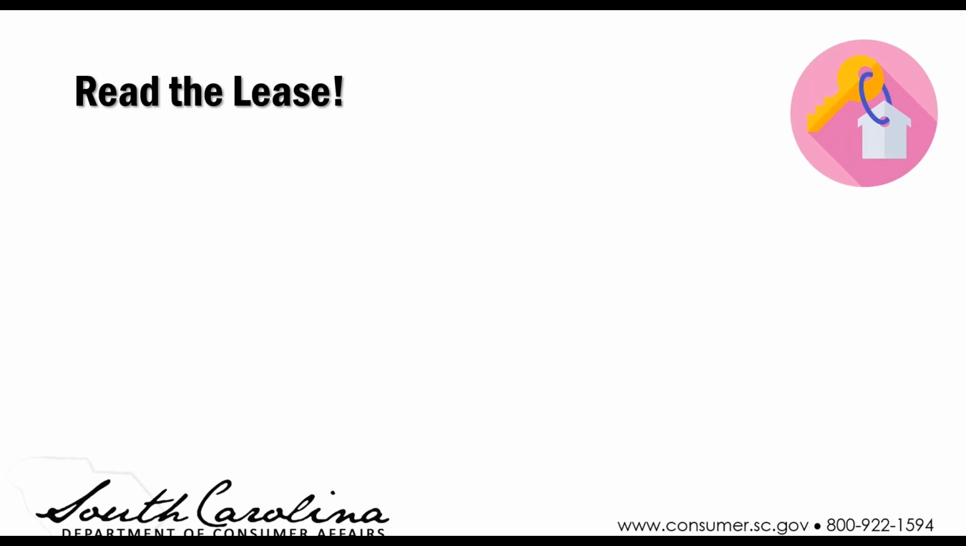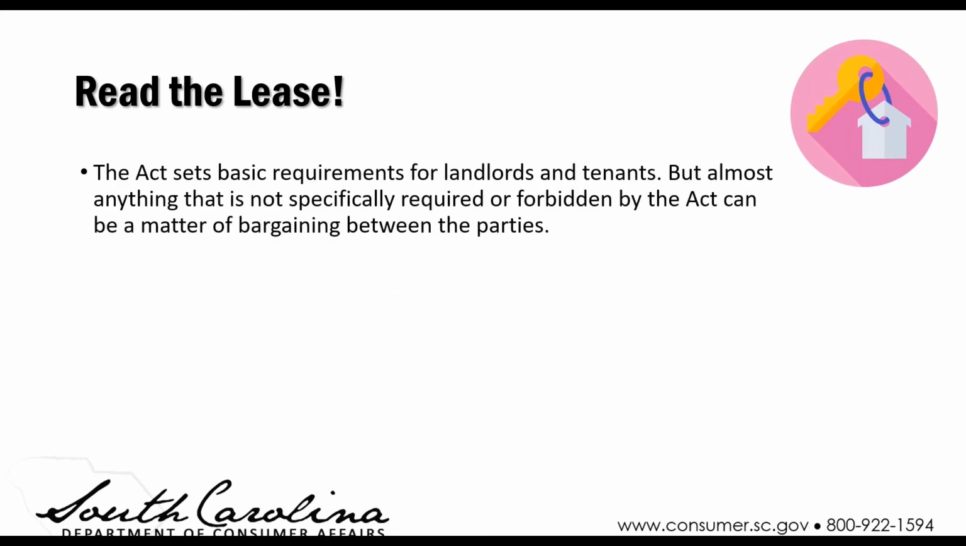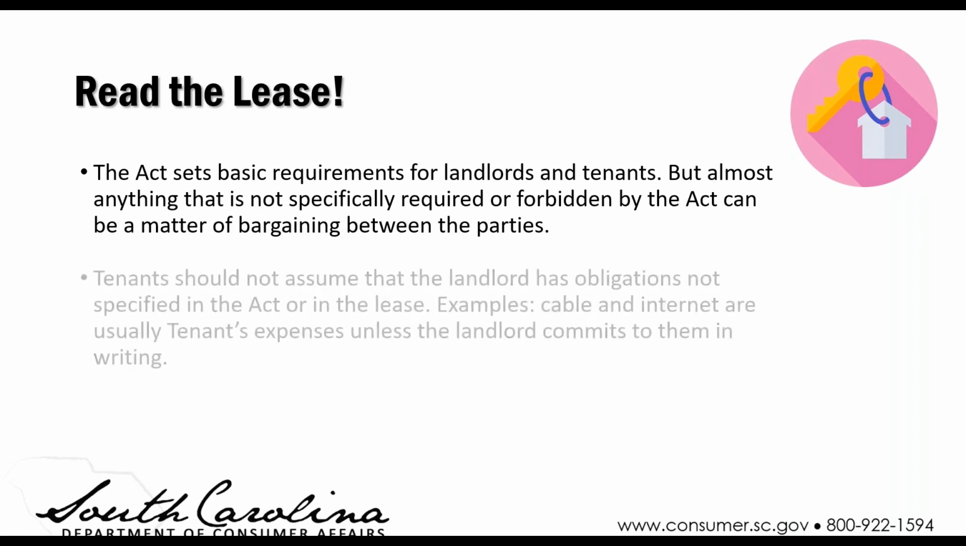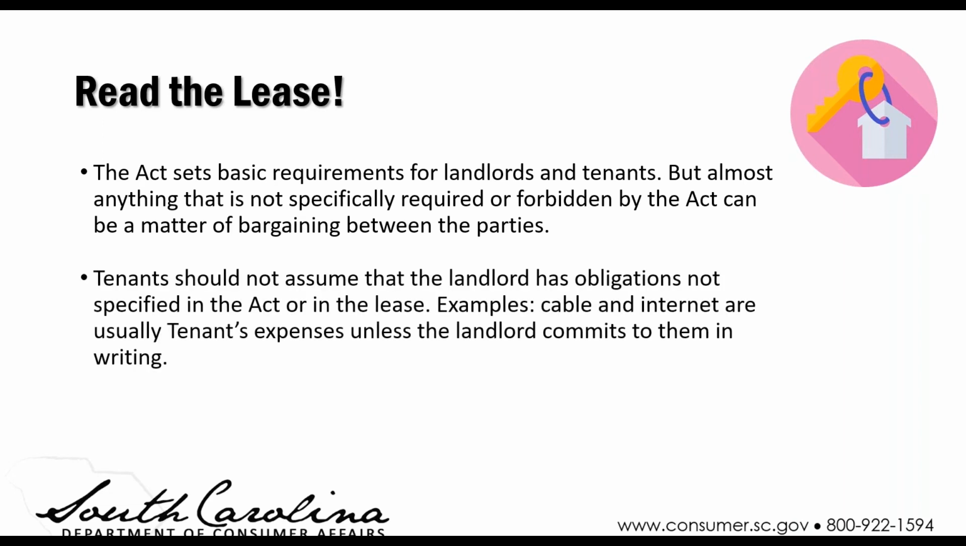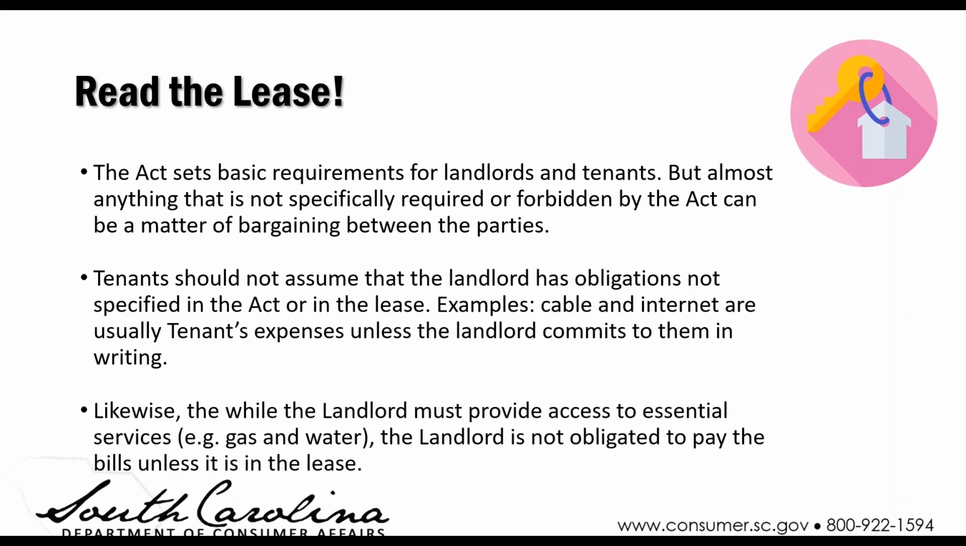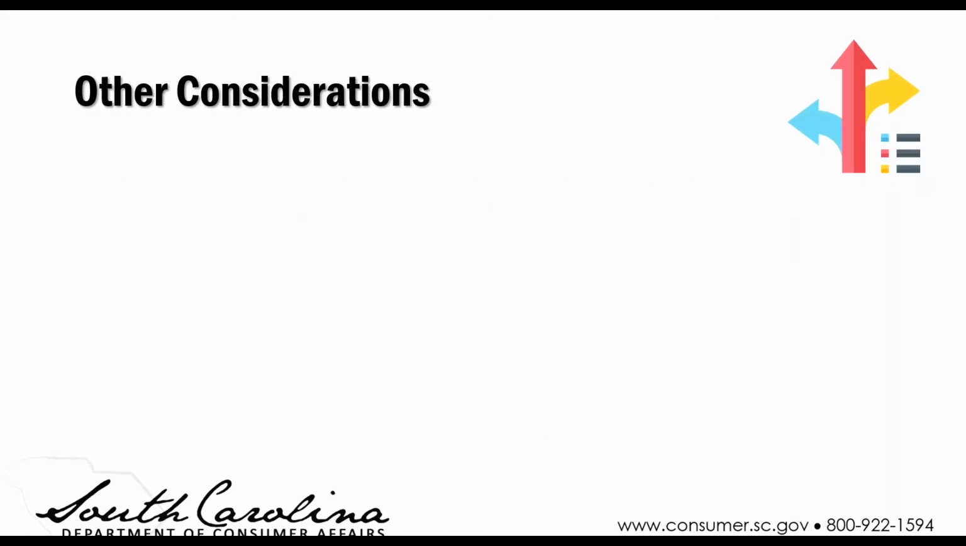Other considerations. Read the lease. The Act sets forth the basic requirements for landlords and tenants, but almost anything that is not specifically required or forbidden by the Act can be a matter of bargaining between the parties. Tenants should not assume that a landlord has obligations not specified in the Act or the lease. Examples: cable and internet are usually the tenant's expense unless the landlord commits to them in writing. Likewise, while the landlord must provide access to essential services such as gas and water, the landlord is not obligated to pay the bills unless it is agreed to in the lease.